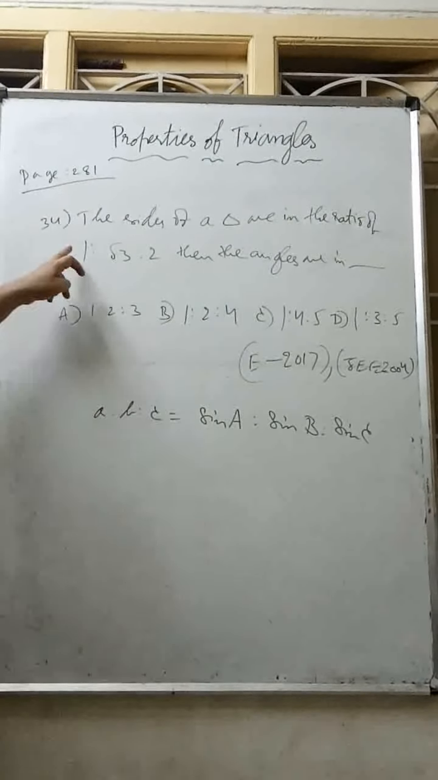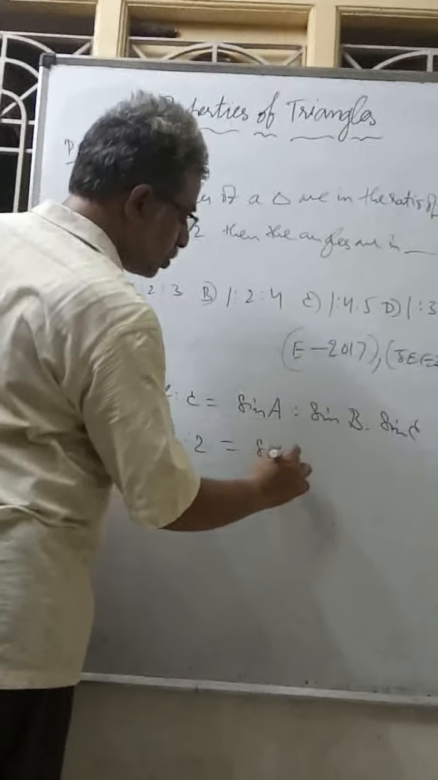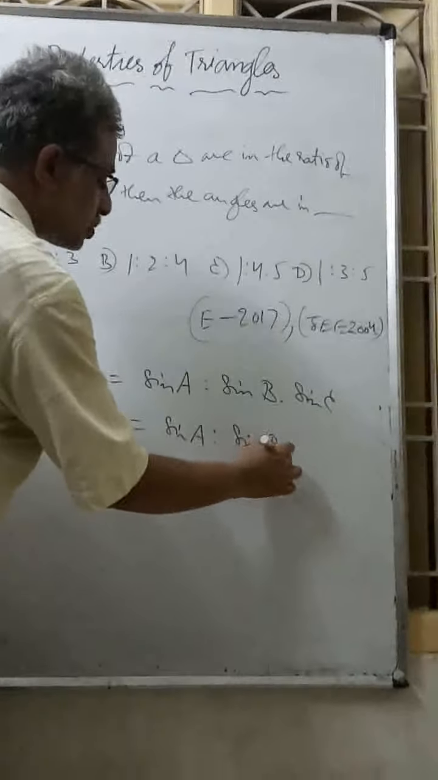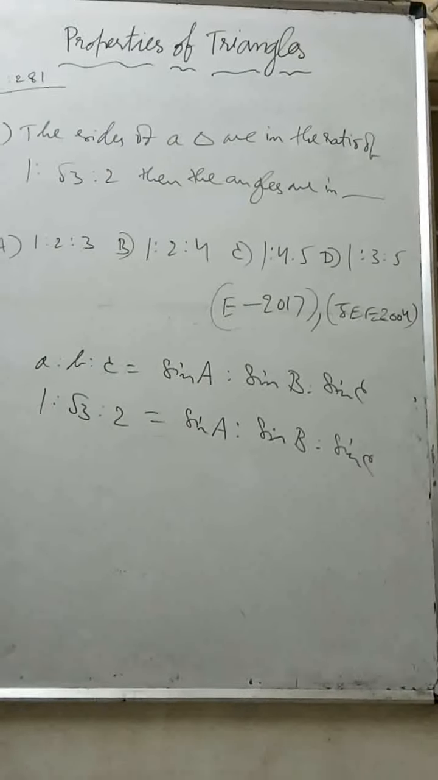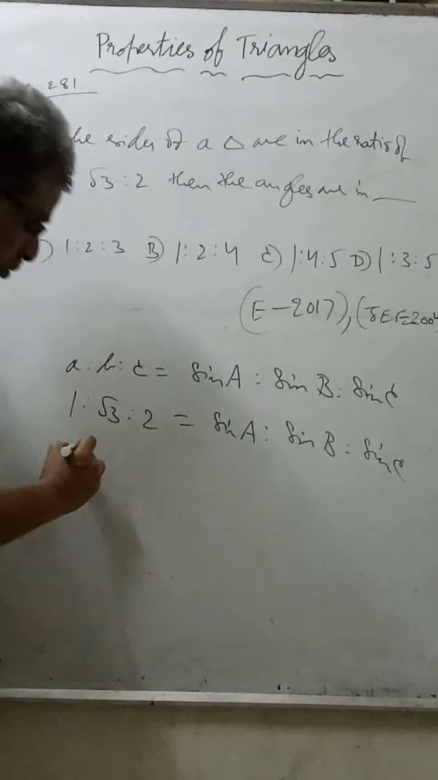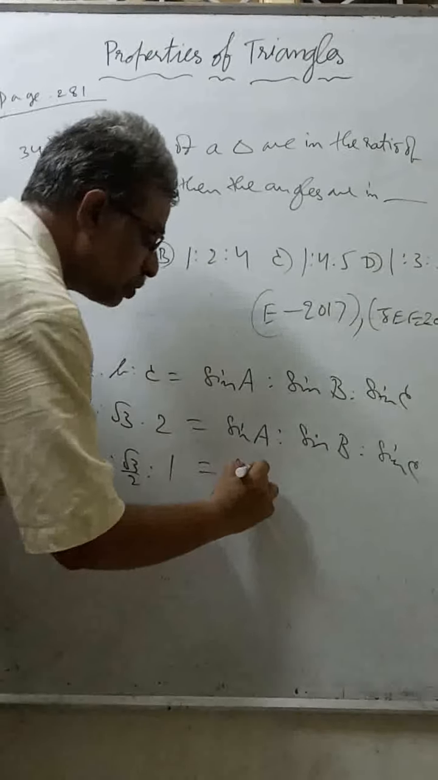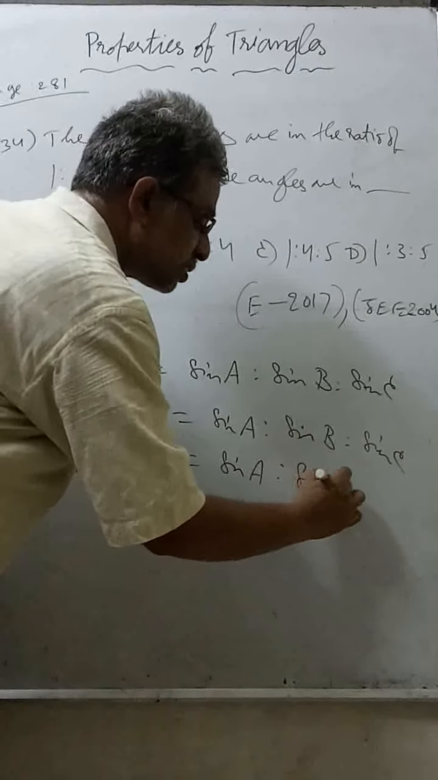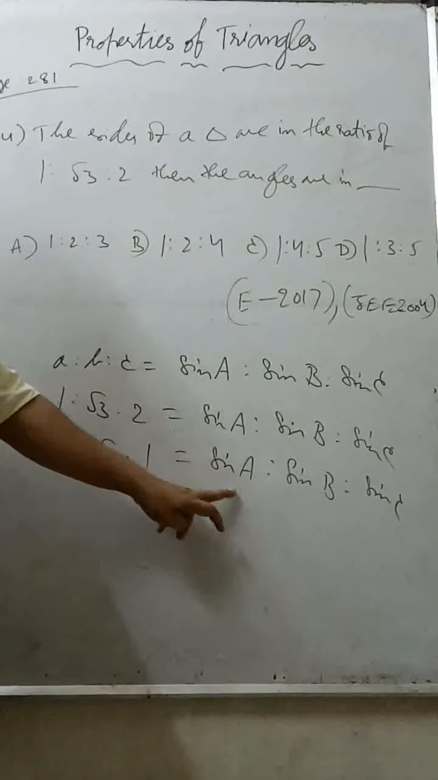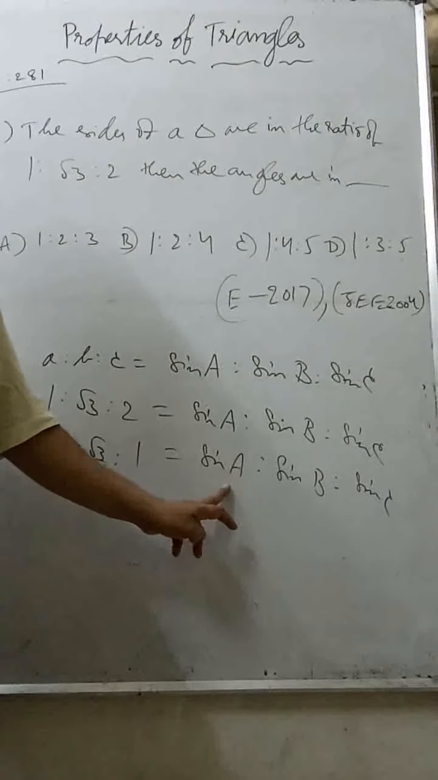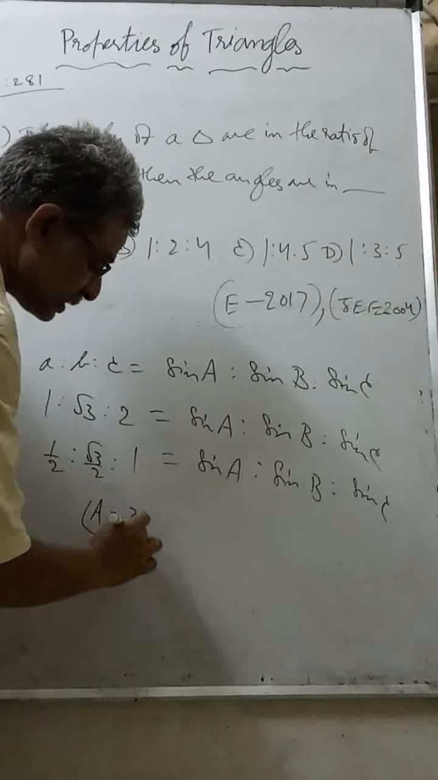So this a is to b is to c is given as 1 is to root 3 is to 2, equal to sin A is to sin B is to sin C, we know. Now what I want to say is, if I divide by 2, what happens? 1 by 2 is to root 3 by 2 is to 2 by 2, which is 1, equal to sin A is to sin B is to sin C. Why I am dividing is, 1 by 2 value I know in terms of sin. Sin 30 is 1 by 2, means angle A equal to 30 degrees.